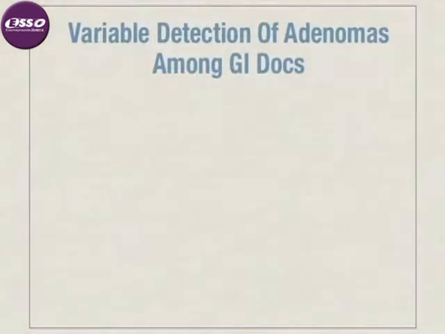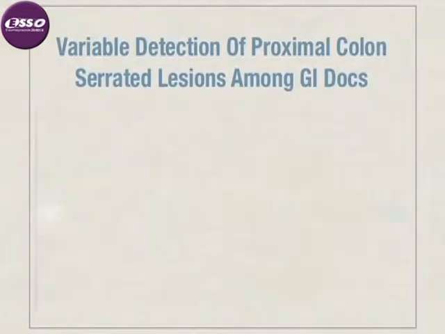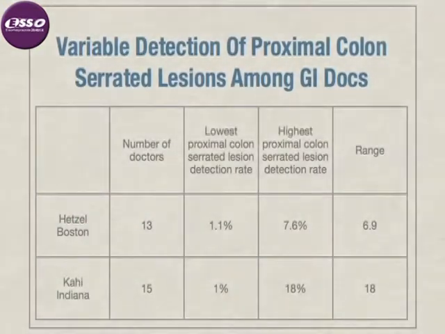However, even within members of the same gastroenterology group, it's been repeatedly shown that detection of adenomas is highly variable. The next slide shows that detection of proximal serrated lesions is even more variable. This means that some gastroenterologists miss the majority of adenomas in the colon during colonoscopy, miss the majority of advanced adenomas, and miss the majority of serrated lesions in the colon also.